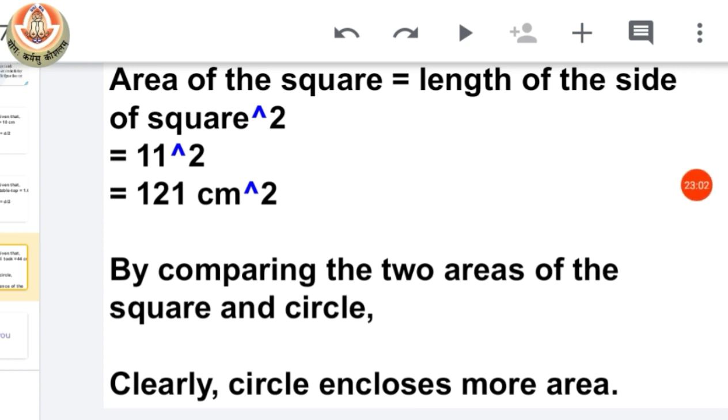Now after question number 9, we have about 7 to 8 more questions in this exercise. These questions we will do in our next class.